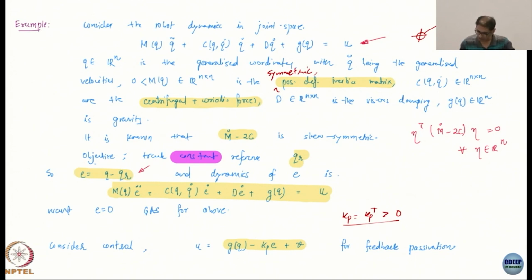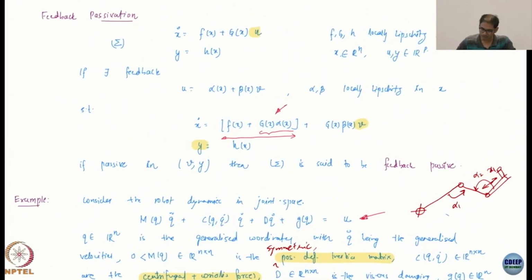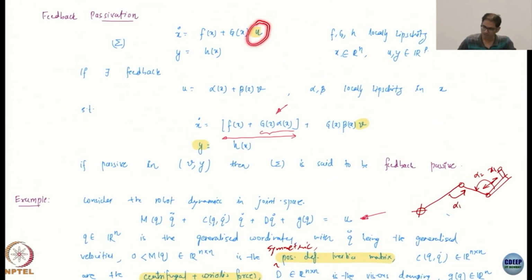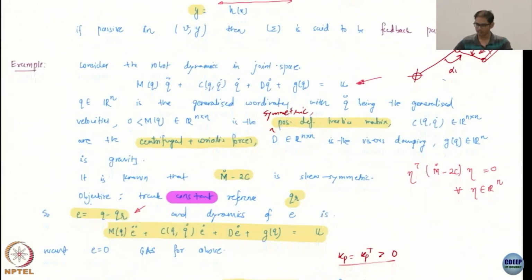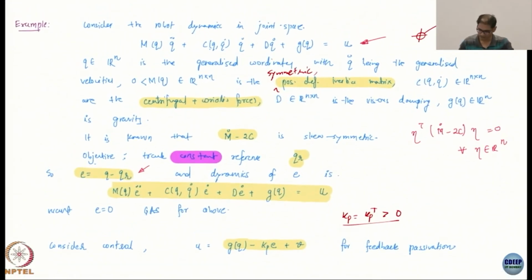For some Kp equal to Kp transpose positive, we consider this control law for feedback passivation. What were we doing in feedback passivation? We were saying that we will specify the control so that the resulting system becomes feedback passive in the new control. That's what we are doing. I am already saying what U is, because I know this will work.